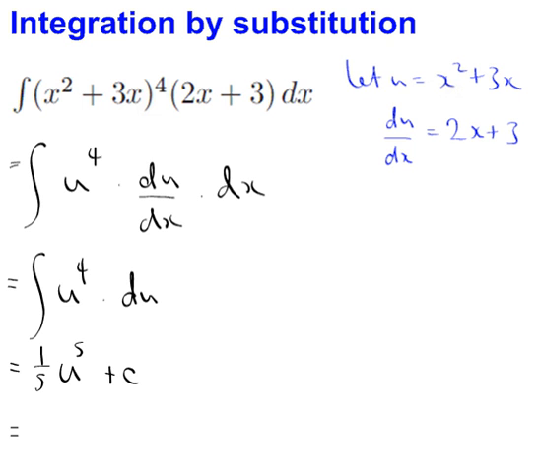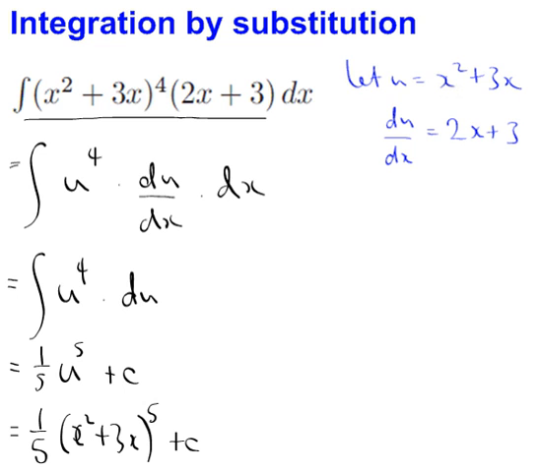Now the problem initially up here was in terms of x, so we can now replace u by its original value, which was x squared plus 3x. And that is to the power of 5 plus c. So that is our solution.